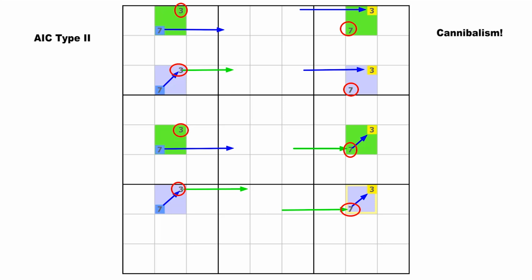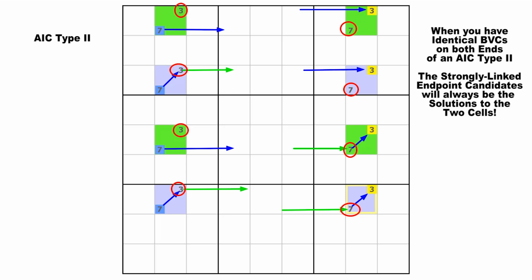Every one of those circled candidates is going to be false, and that's going to leave a naked single in each one of those cells, which means the strongly linked endpoint candidate in each one of those chains is going to be the solution to that cell.